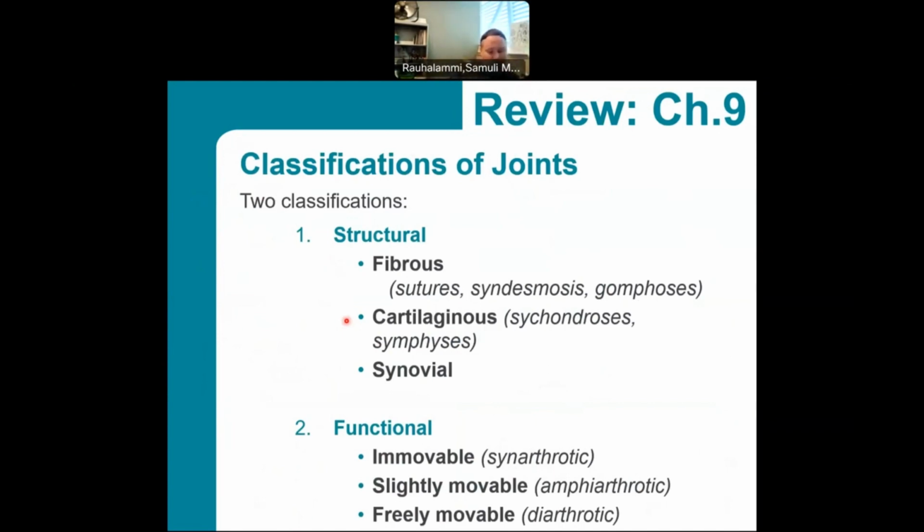We would see another example of cartilaginous joints with the costal cartilage, the cartilage that connects the ribs to the sternum at the chest. So again, a very immobile or just slightly moving type of joint.